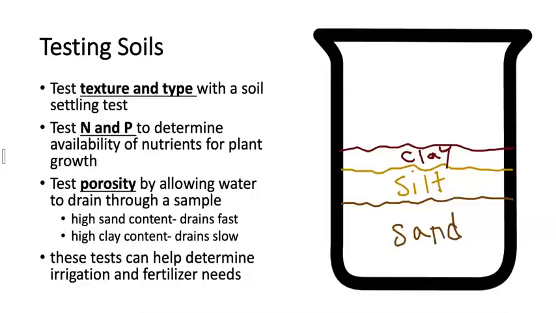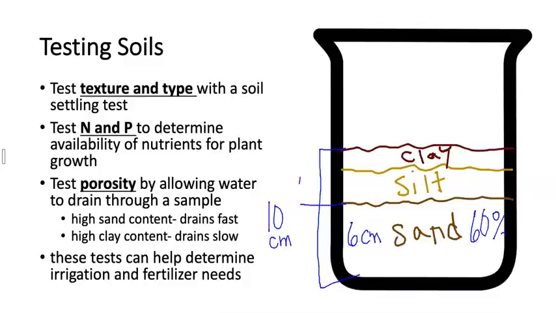If we wanted to determine soil type from this, what we would do is measure top to bottom. So let's say in this case, we got 10 centimeters. And I'm going to use 10 just to make the math easy on this. Then what we would do is measure just up to the sand. And let's say that this one ended up being 6 centimeters. Well, 6 centimeters out of 10 centimeters is 60% of that total height. So that means the sand that we have is actually 60% of our soil content.